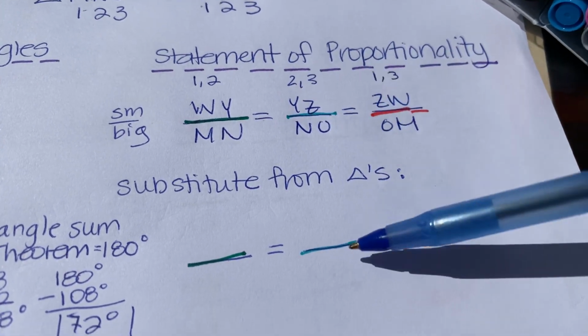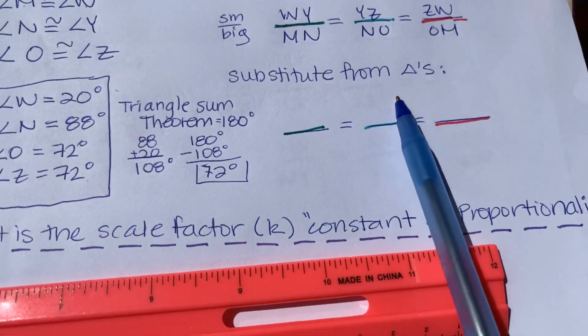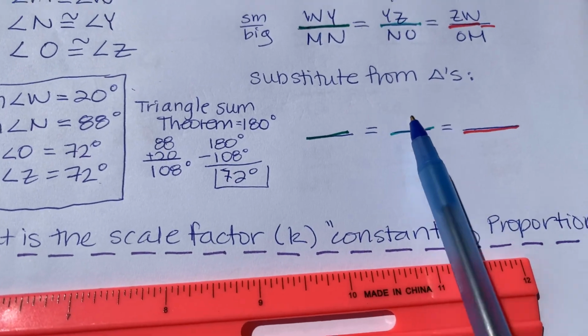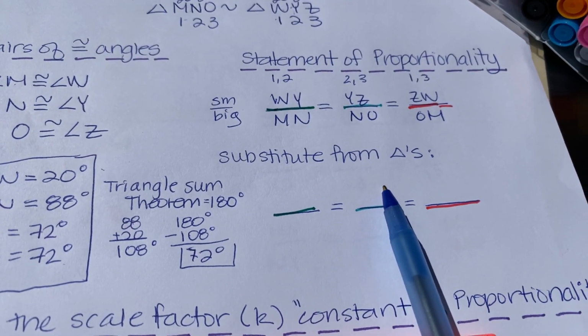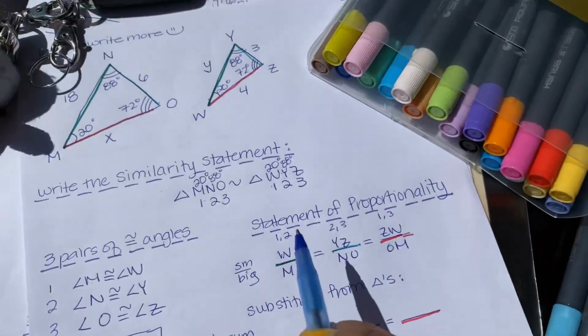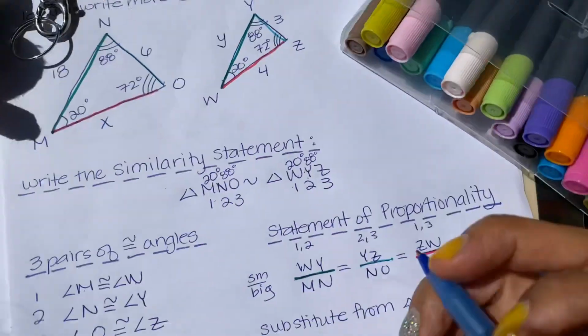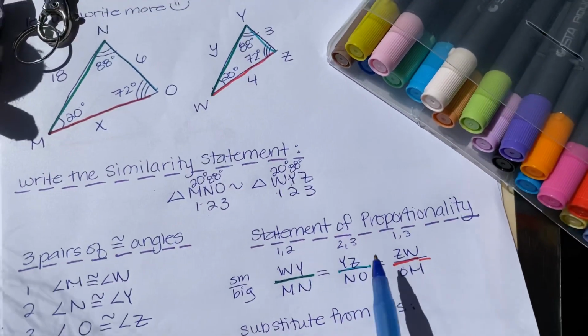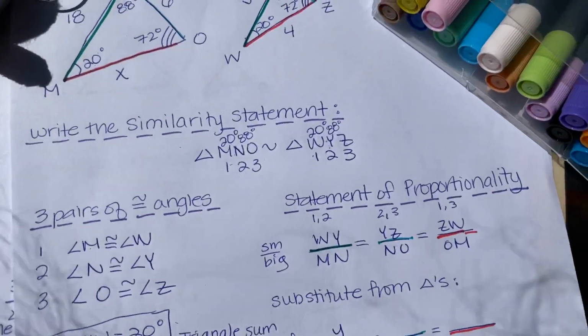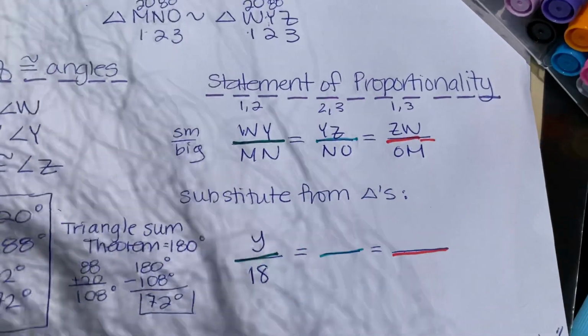And from there, now we're going to go ahead and substitute from the triangle. So we're going to put in our givens. Okay, all right, so for WY, what's declared? Little y. For MN, it's 18, right?